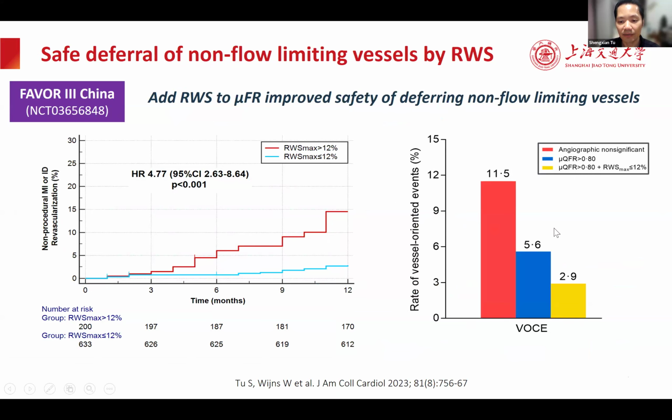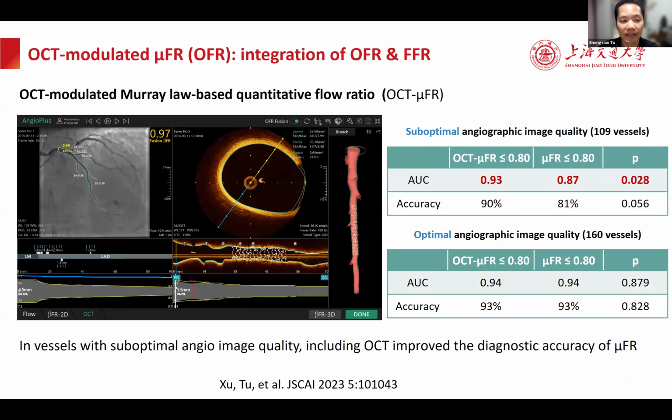On the right side, I give you what we can do with this technology in current practice. There's no evidence that if you have a higher radial wall strength, you should have a stent. But if you have a low radial wall strength in combination with normal physiology, so if you have a μFR higher than 0.80 and radial wall strength less than the cutoff value, then the event rate is very low. So you can safely use it to defer the vessel. This is our current recommendation.